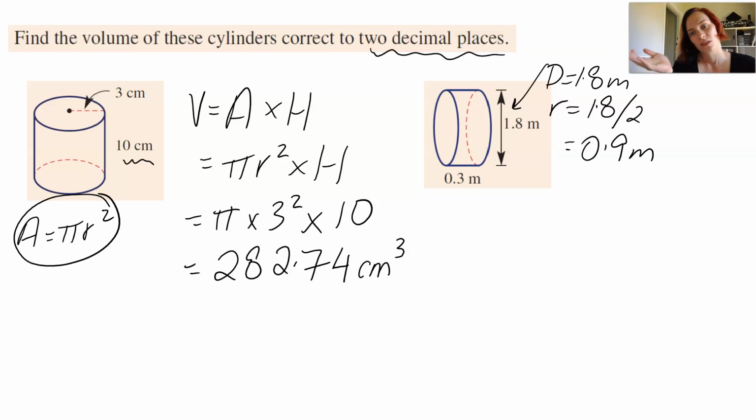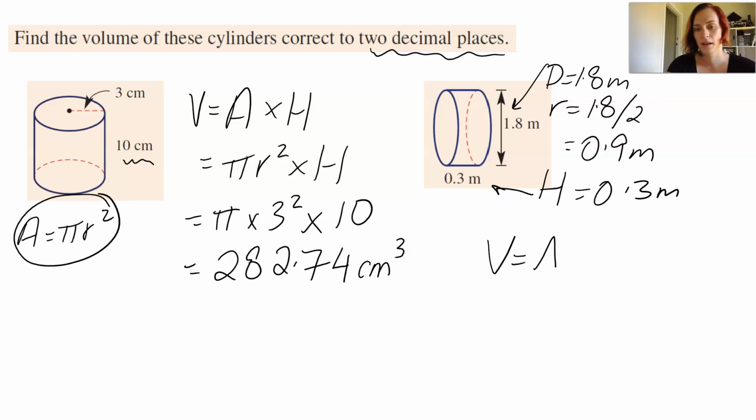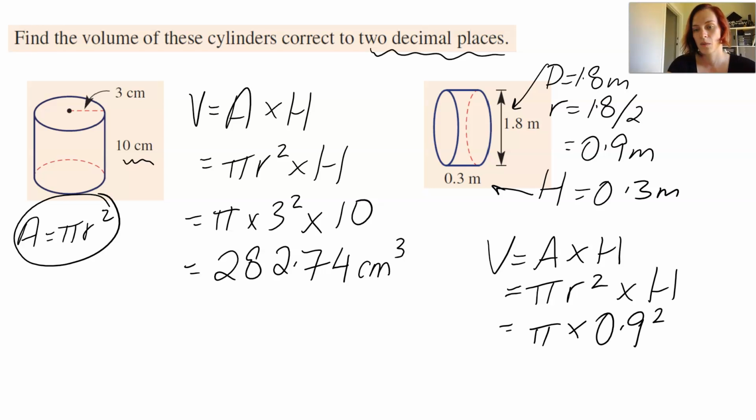And if we flip that cylinder over and sat it on its cross-section, then our capital H for 3D height would be this 0.3 meters right here. So we can find volume with that same formula. Area of the base multiplied by the height, or area of the cross-section, my apologies. And we know that the cross-section is a circle, so pi r squared multiplied by height. Pi times our radius, which we found was 0.9 squared, multiplied by 0.3.